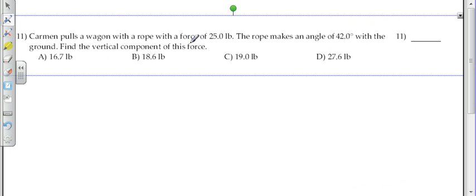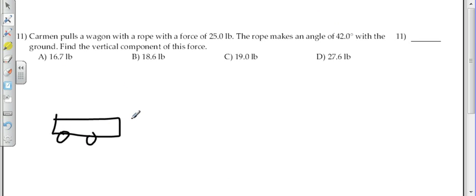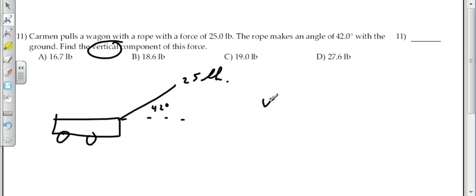Carmen is pulling a wagon. Okay, so I got to have a wagon. I got a 42-degree angle rope with the ground. Okay, so that's good. With a force of 25 pounds. Find the vertical and horizontal components. Well, I only want the vertical one. So the vertical component is 25 sine 42. All right, well, that should be easy enough.